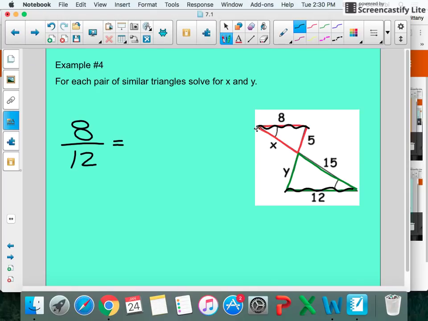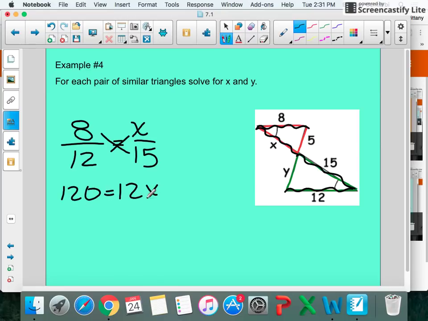I'm going to start with x, and then I have to look in the other triangle to see what would match up with x. If we look here, x is on the diagonal line here, so that matches 15. So I'm going to do x over 15, and then I can solve for x. I'm going to cross multiply: 8 times 15 gives me 120, and 12 times x gives me 12x. So x will equal 10.